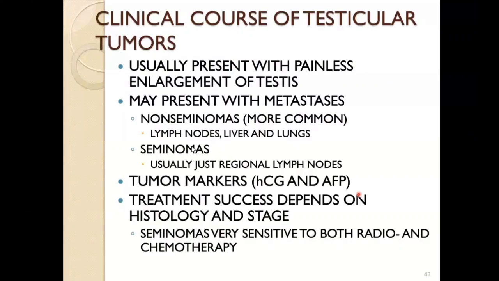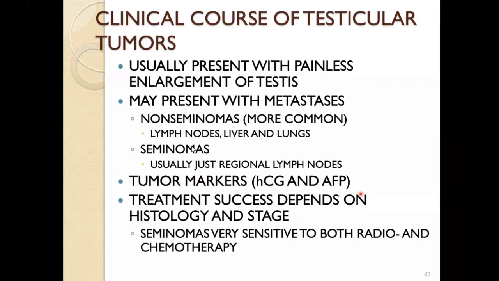So what is the clinical course of the testicular tumors? They usually present as painless lesions, and there will be an enlargement of the testes. They can present with metastasis. At the time of diagnosis, the metastasis is already there. Non-seminomas are the most commonly associated with metastasis. You find that the liver, the lungs, the lymph nodes are affected. The seminomas go just to the regional lymph nodes.